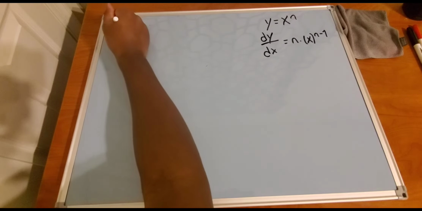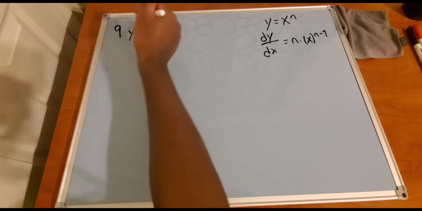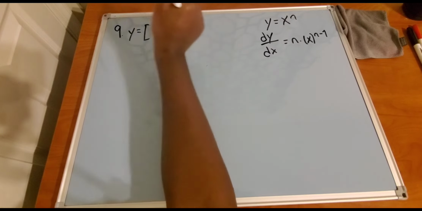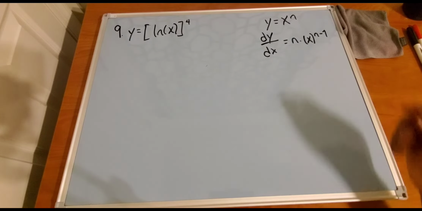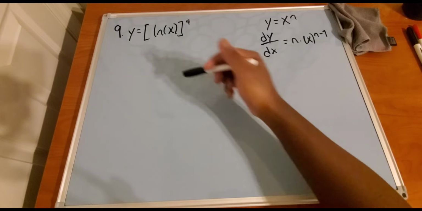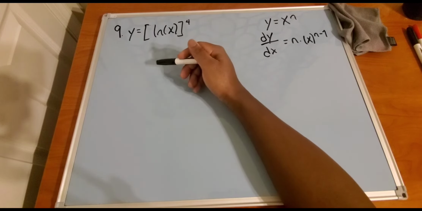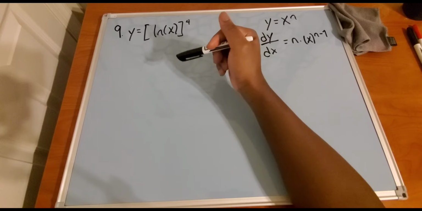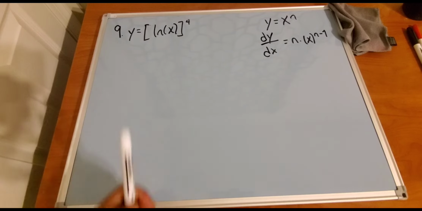For question number 9, we have y is equal to the natural log of x, all raised to the 4th power. Now this looks like a power rule, but it's actually a chain rule. Now I know that sounds kind of hypocritical because I just said the last one wasn't a chain rule, but this one is, because essentially the natural log of x, all of that to the 4th power, is a completely different function than the natural log of x. Whereas e to the x raised to the 3rd power is e to the 3x, which is exactly the same as e to the 3x. So this one is actually a chain rule.